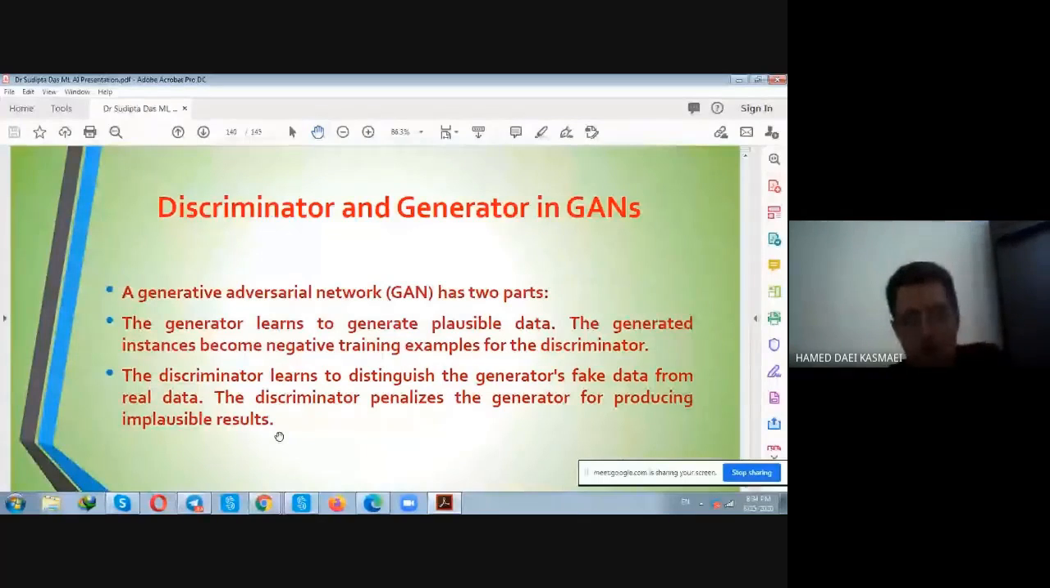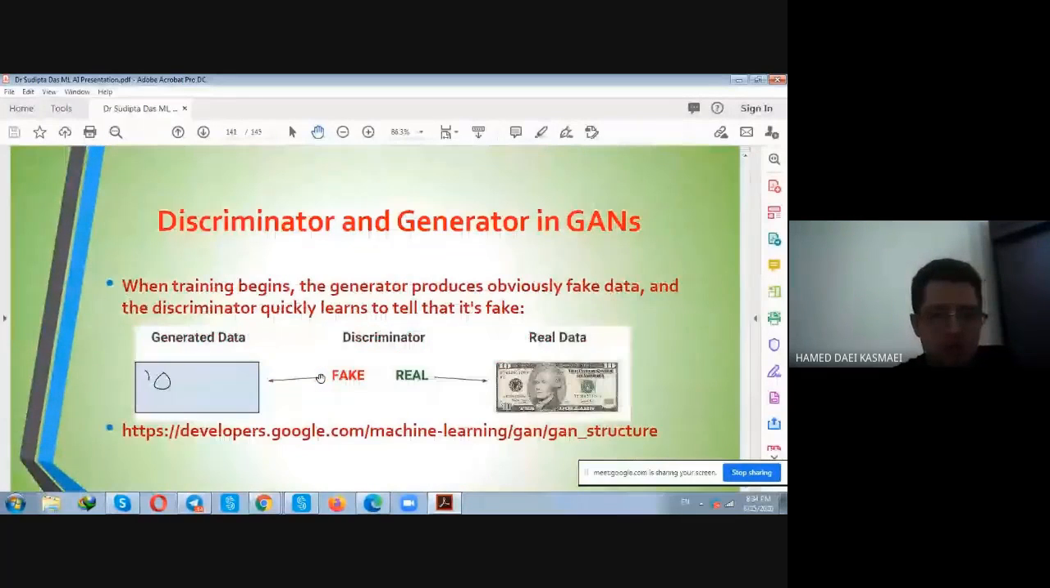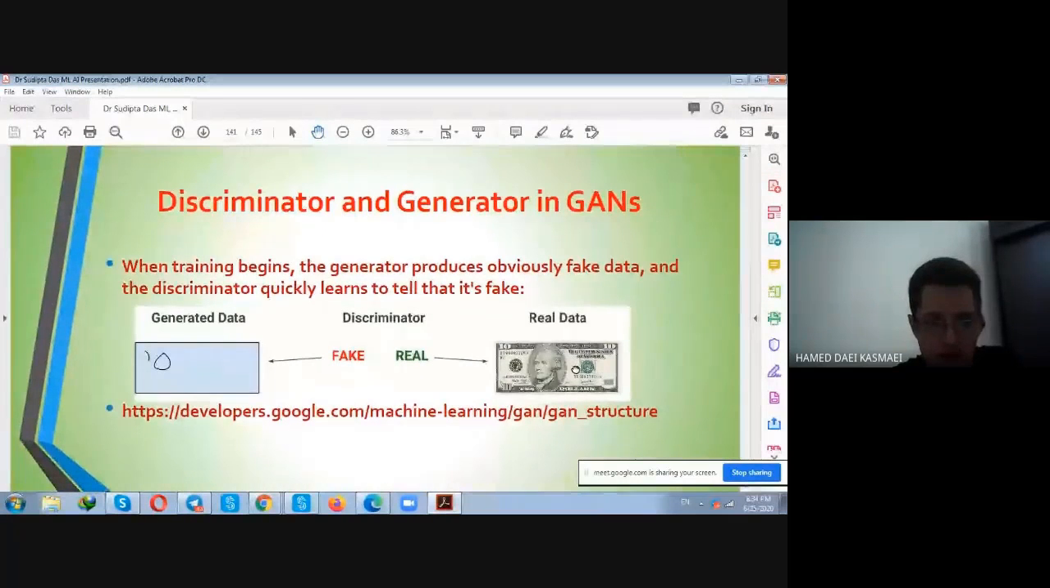Okay, it's very important. We are at the finishing of this part: discriminator and generator in GANs. When the training begins, the generator produces obviously fake data, and the discriminator quickly learns to tell that it is fake. For example, the generated data is this. So you have real data, a real 10 USD dollar.